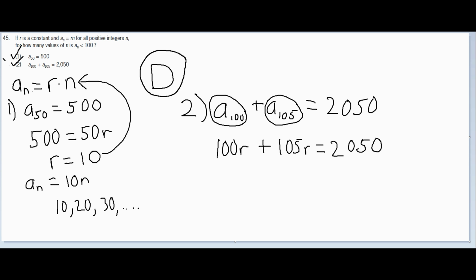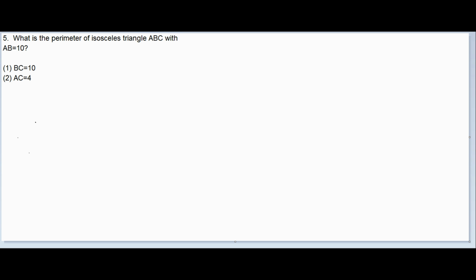Each statement is sufficient. The last data sufficiency question we'll look at explores the idea of unwarranted assumptions that was raised in the second hint. So in this one, the question is, what is the perimeter of isosceles triangle ABC with AB equals 10? So we can draw a triangle ABC, and we know that AB is 10. We also know it's isosceles, but we don't know which two sides are going to be the same, so that's really all we can draw so far.